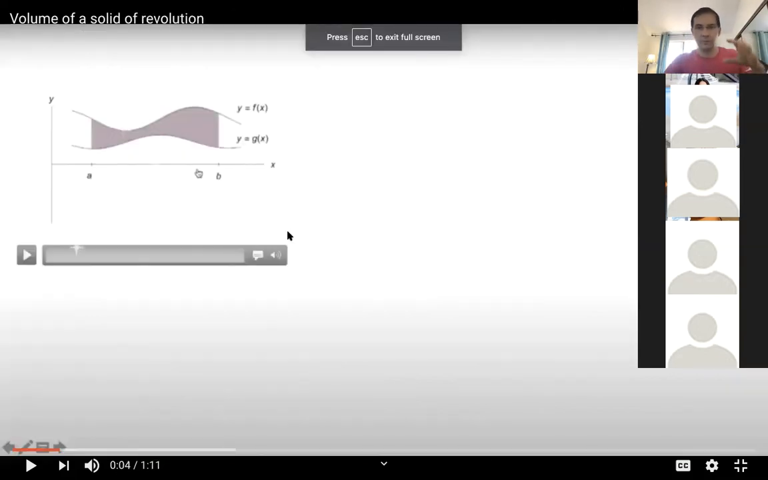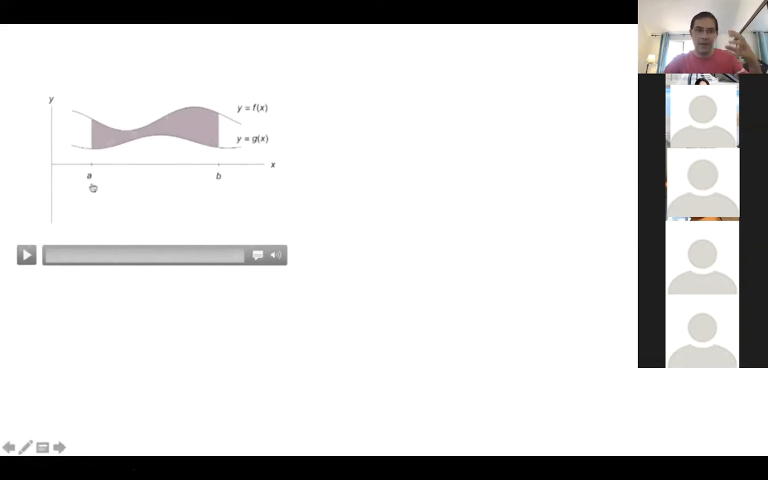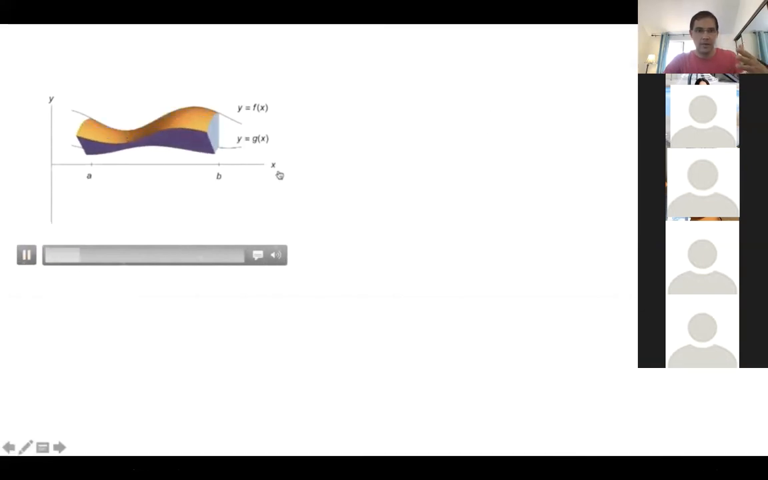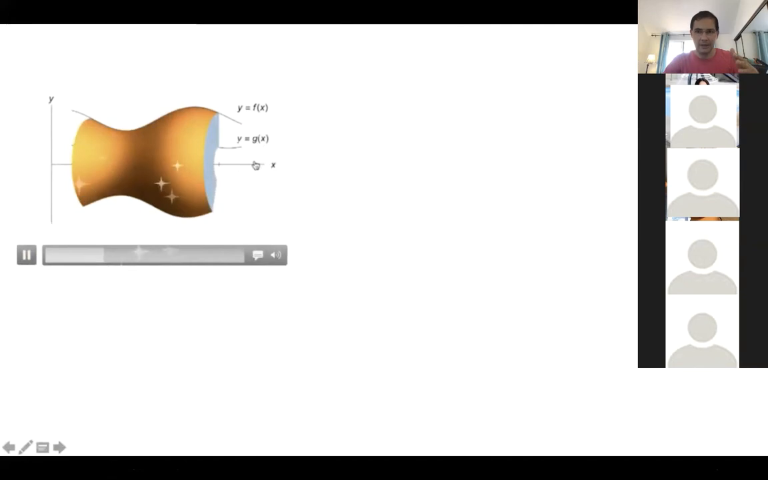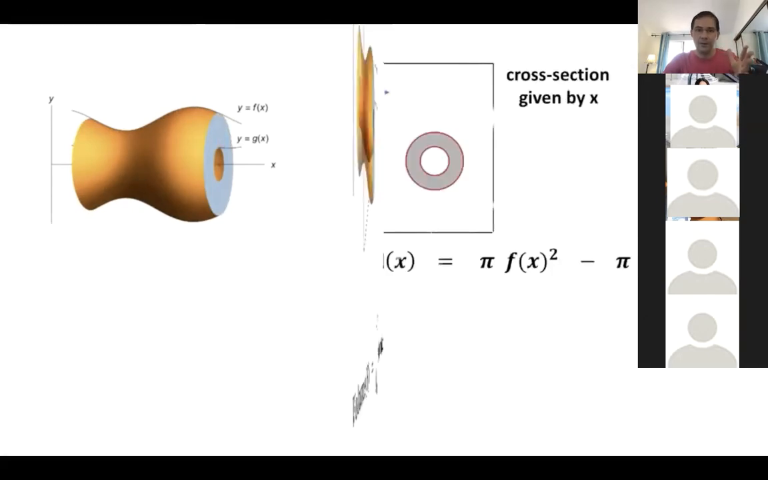So now I have a more general situation. I'll take two functions. Here's a function f, and here's function g, shown in this picture. I am looking at the region enclosed between those two functions f and g. And then I want to do the rotation about the x-axis. When I do so, I will also get a 3-dimensional solid, which looks something like this. We can call this solid S or something like this. It's a 3-dimensional solid, and I want to compute the volume of this solid.